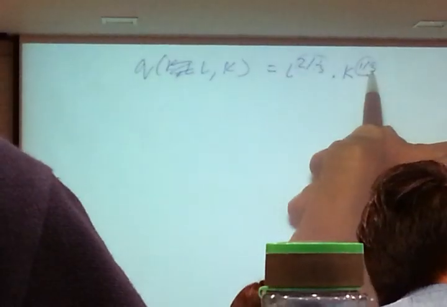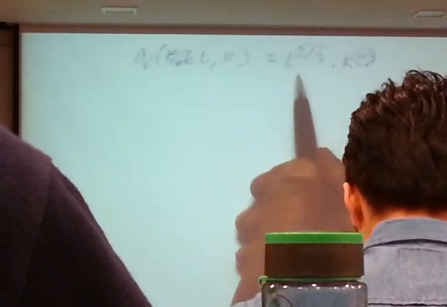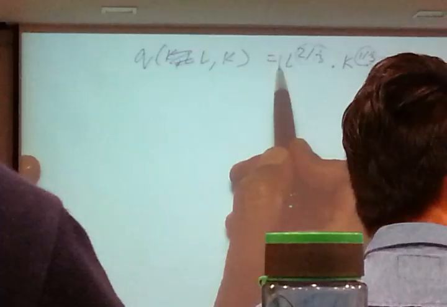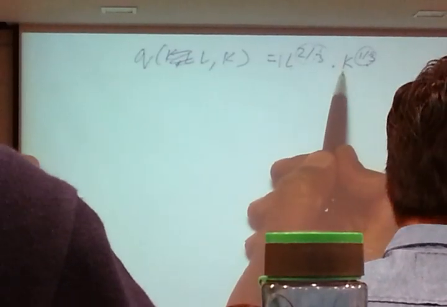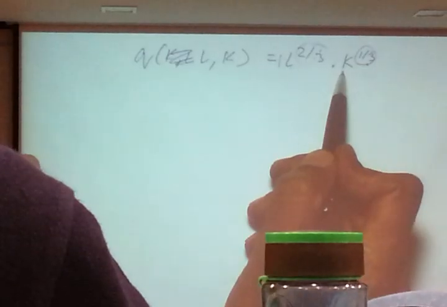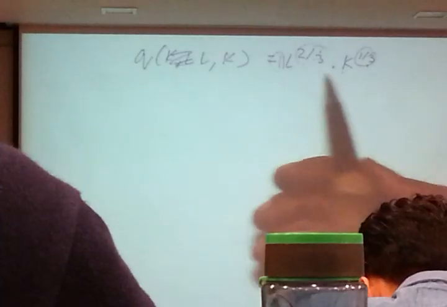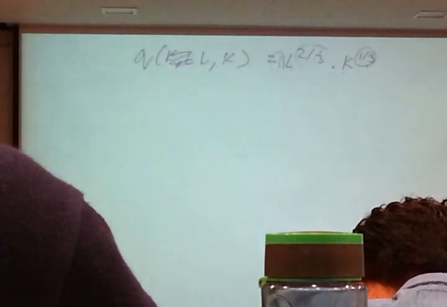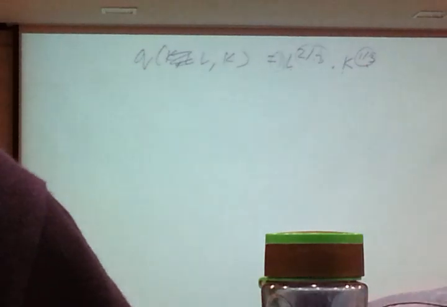If you have read your lecture notes, you will know that when alpha plus beta is equal to 1, it's a constant returns to scale production function. And you also know that because this coefficient is 1, it means 1 unit of labor and 1 unit of capital can produce 1 unit of output. This coefficient tells you the number of units of output that can be produced by using 1 unit of labor and 1 unit of capital. This is what you know about the production function.